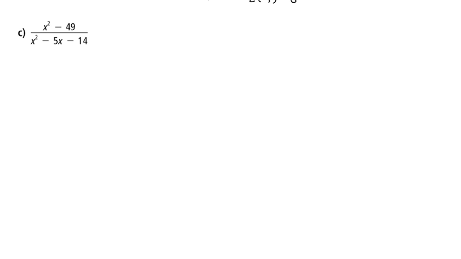Okay, so for C, going to have to do a little bit of work to get our non-permissibles. Let's find out when x squared minus 5x minus 14 equals 0. Notice you should always just factor these, because you're going to need to factor them to reduce them anyways. Oops, that's a 2.